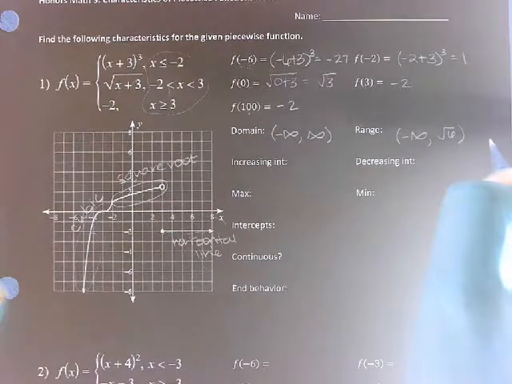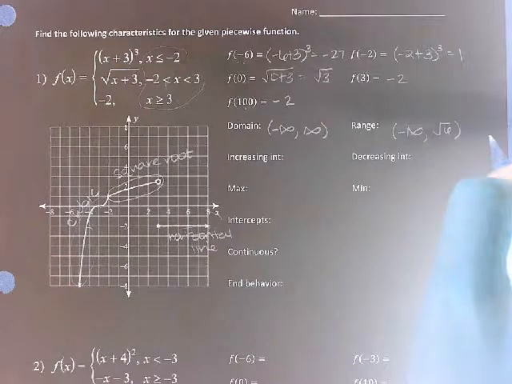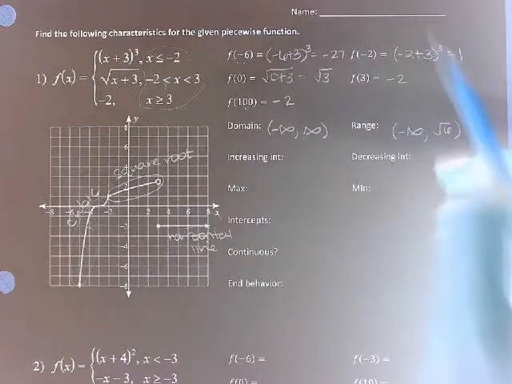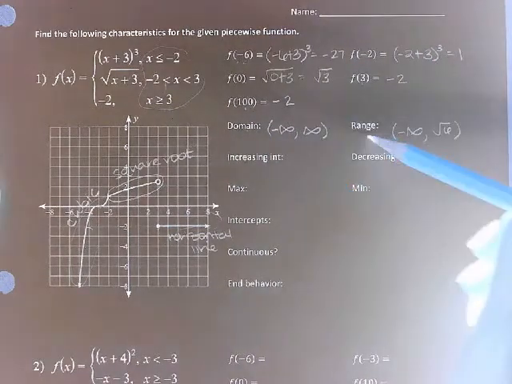All right, any questions so far? So what method did I use to find the domain and range? How did I do it? Yeah. So I look for domain, I look from left to right. And for range, I look from down to up. And I just want to see what values are there and what ones get skipped.